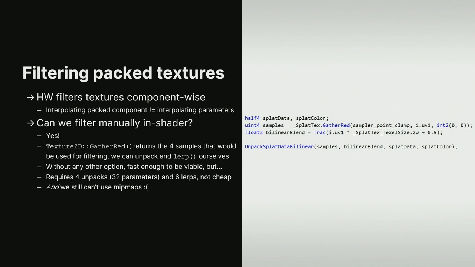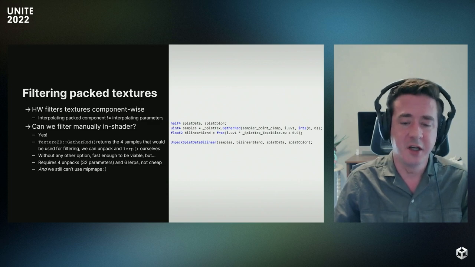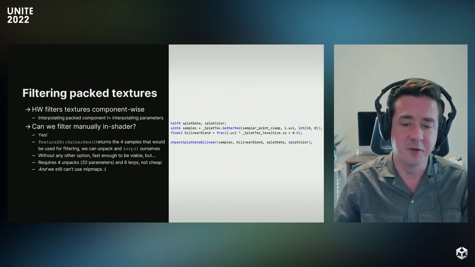That's 32 parameters, and then 6 interpolations just to get the starting value that we then would use for shading. So definitely not cheap. And probably the worst part about this is, aside from anything else, we still can't use mipmaps. So aside from the quality issues with that, it of course then means that we don't get some of the performance benefits from the decreased bandwidth of reading lower mipmaps that are farther away. So that's not great.